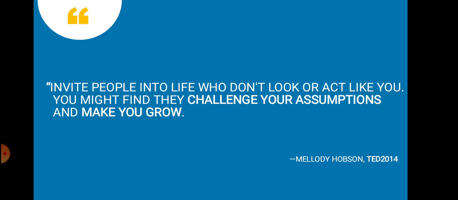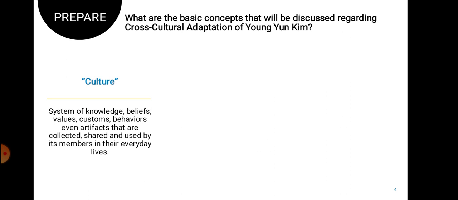So, what is the social aspect here in cross-cultural adaptation? There were three main social aspects. First is culture. What is culture? It is a system of knowledge, beliefs, values, customs, behaviors, even artifacts that are collected, shared, and used by its members in their everyday lives. To put it simply, culture is about what you do every day, your lifestyle, and what you have inherited from past generations or past cultures. So it is a passing down of everyday routines and practices.